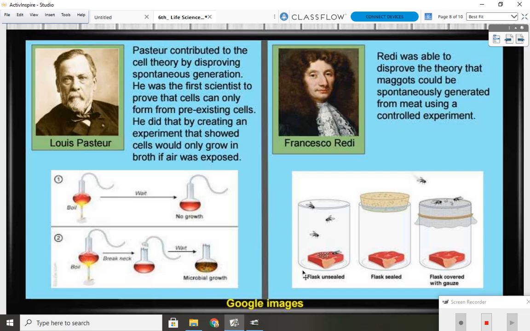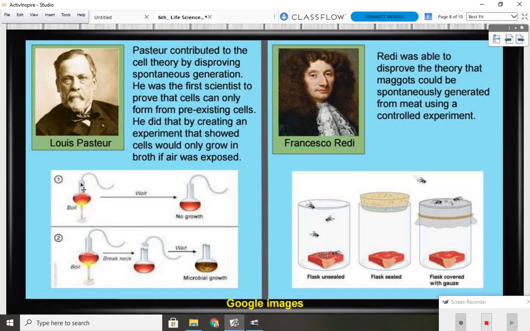Now, 200 years later, Louis Pasteur tried to recreate a very similar experiment to Redi's experiment. And what he did with his experiment is he boiled a broth and let it get really hot to kill any organisms that could have been living inside the broth.